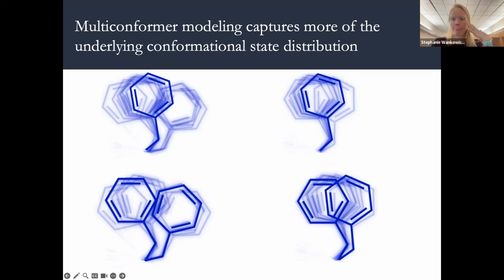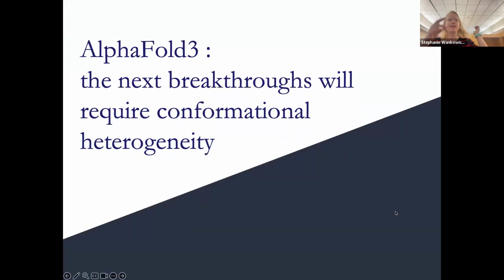And so, my hypothesis is that the AlphaFold 3, we'll call it, or maybe RoseTTAFold 3, or your Fold 3, the next breakthrough is really going to require conformational heterogeneity. It's really going to require us to understand exactly what are the different conformations that a protein has and how that is impacting function. And without getting there, we're never going to fully be able to predict things that are impacting protein structure.